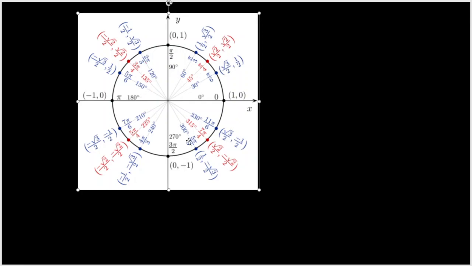Actually, you just choose a point on the unit circle, and then you have x value, you have y value, right? And then you can compute the trig values of any angle. Any angle can be located on the unit circle. So that makes sense?